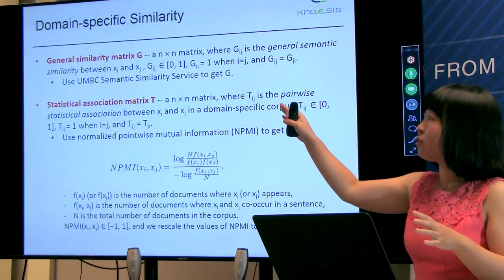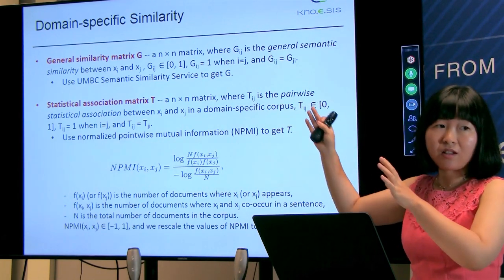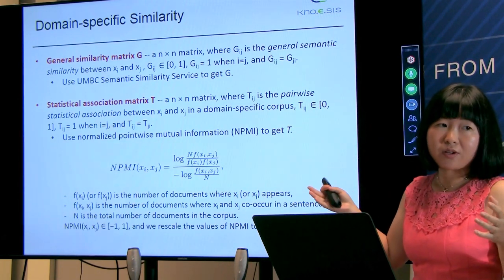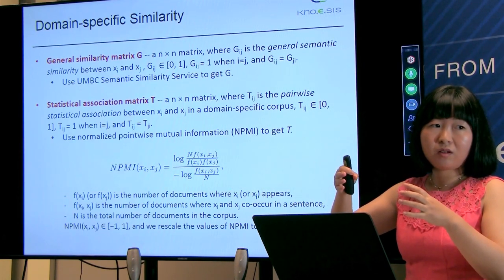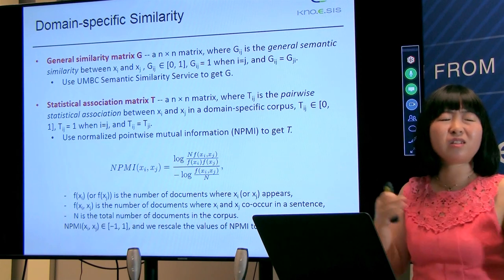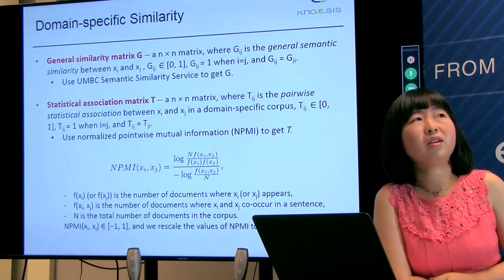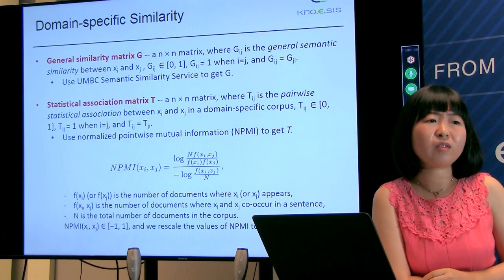We only need the general similarity metrics. This part can be trained on a large general corpus, but for this part we just need a small domain-specific corpus. So I think this one is more flexible. But in the case you mentioned, I think it's true.